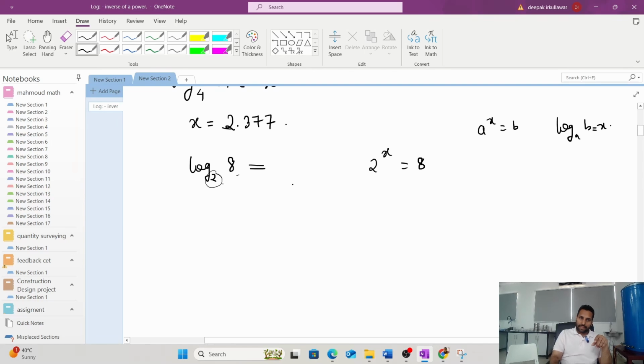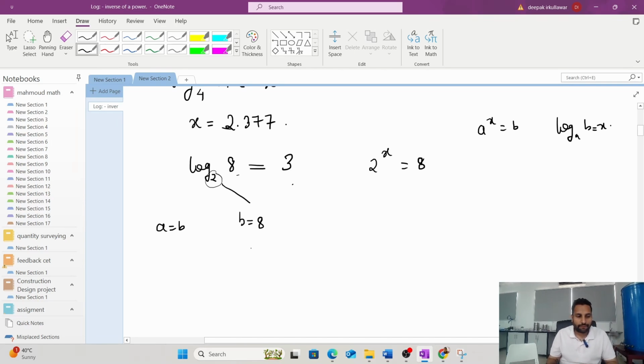You are given a, which is nothing but 2, and b, which is nothing but 8. We know that a to the power of x is equal to b, that is 2 to the power of x is equal to 8. So what to the power of 2 will give you 8? 2 to the power of 3 will give you 8, right? So your answer for log₂8 is 3.